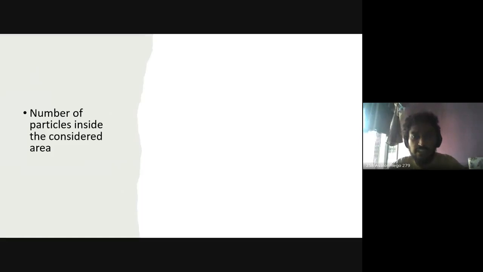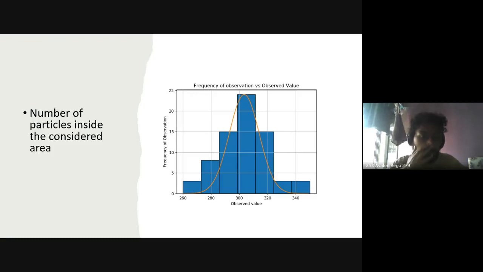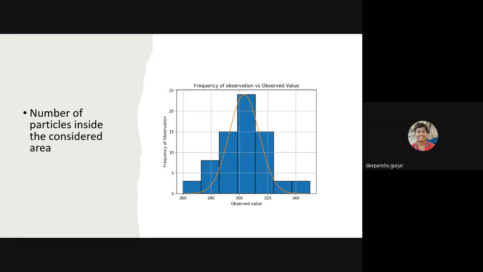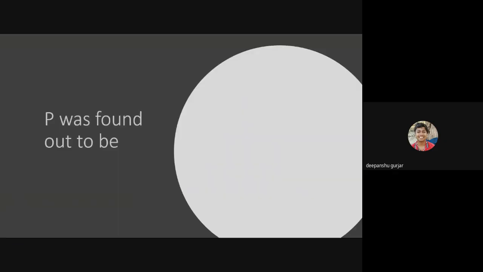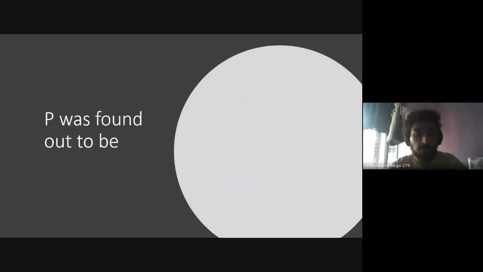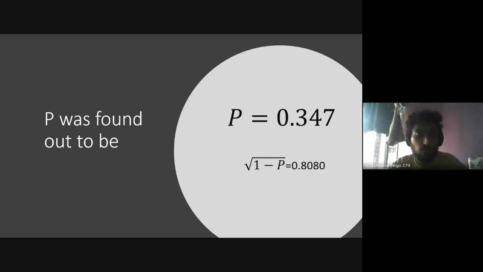So from that, we calculated our probability. This is the distribution which we found, with the number of particles observed on the x-axis and the frequency of observation on the y-axis. You can see it does follow a Poisson distribution. From that, the probability we are supposed to get was equal to 0.347, and the root of 1 minus that would be equal to 0.808.